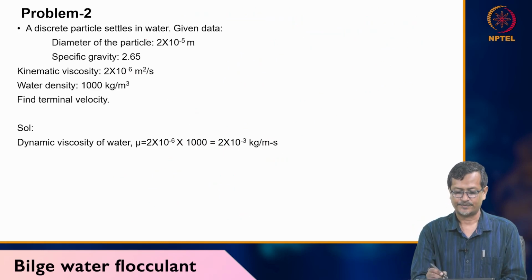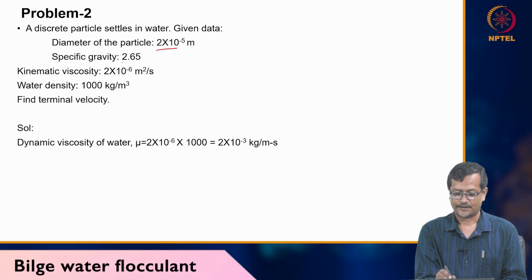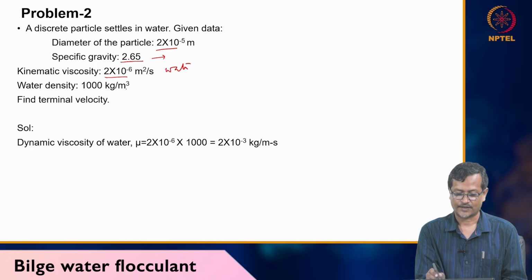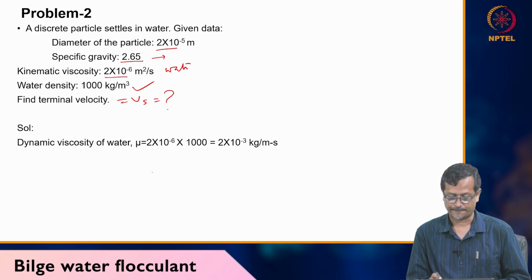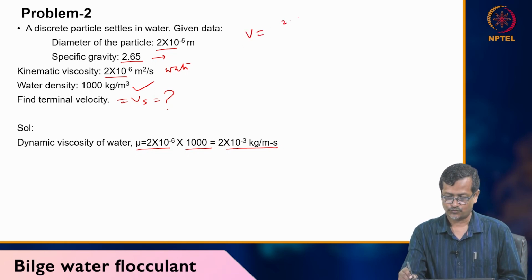So we see another problem: discrete particle settling in water. Given data: diameter of particle and specific gravity, it will be almost sand. I think sand will be 2.6. So kinematic viscosity is given for water. Water density is also given. So terminal velocity Vs, the settling velocity, we have to calculate. So dynamic viscosity of water is given as 2 into 10 power minus 6 into 1000, so 2 into 10 power minus 3 kg per meter second, and specific gravity is 2.65.